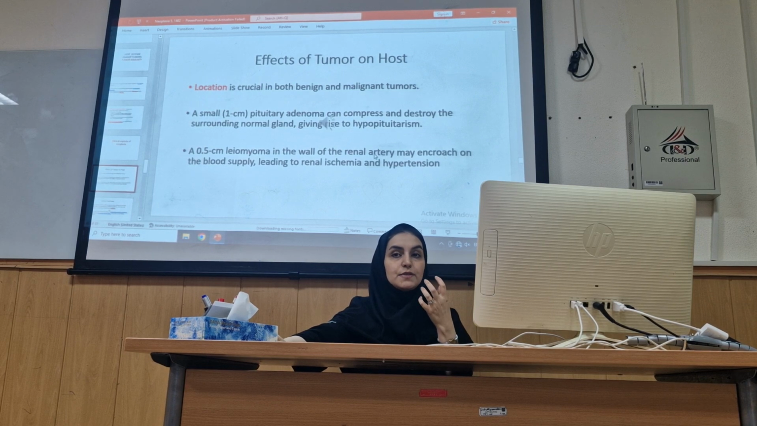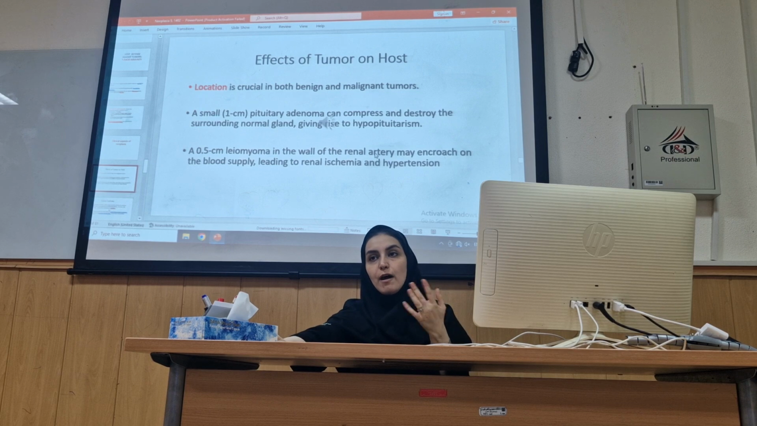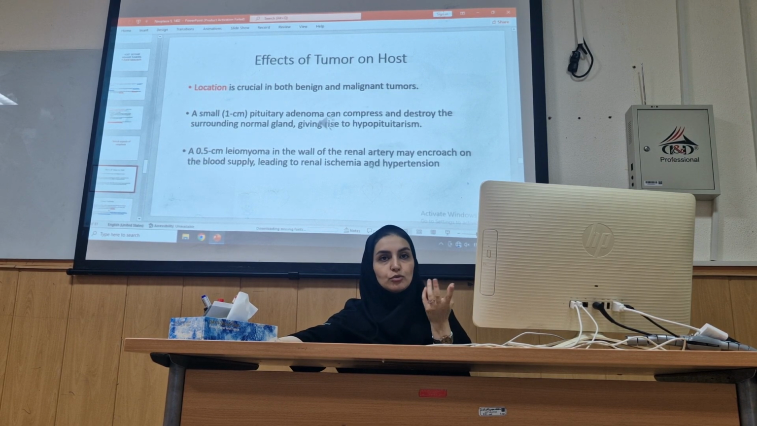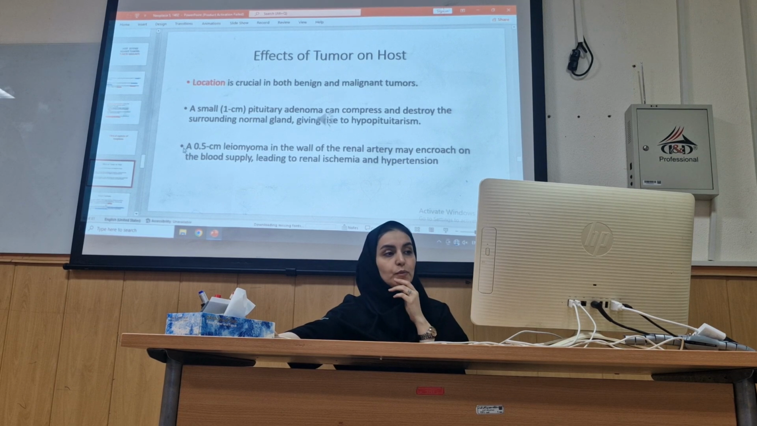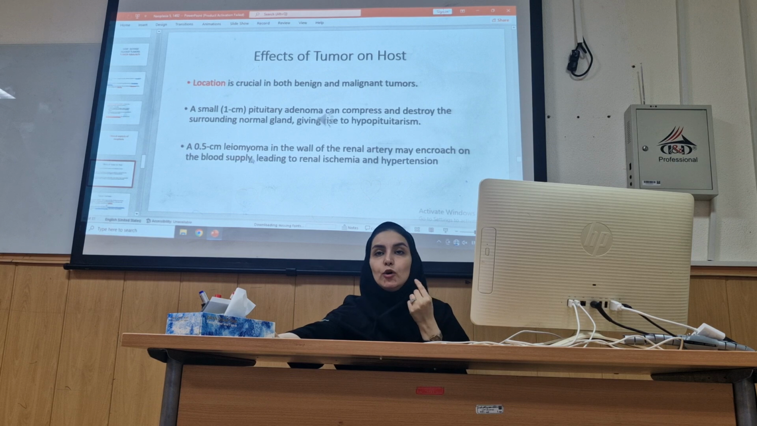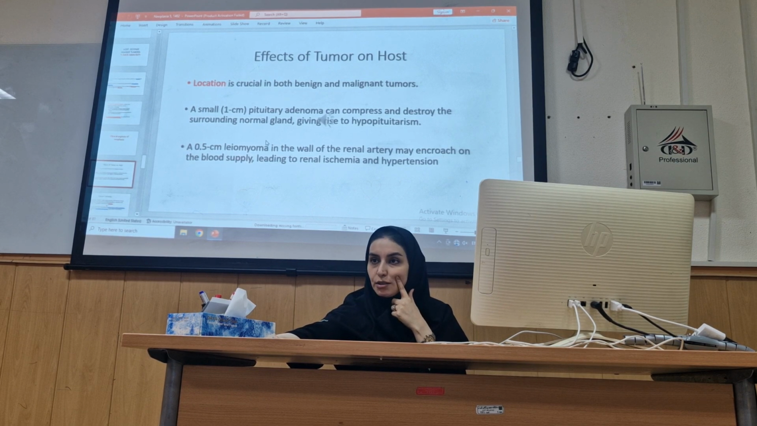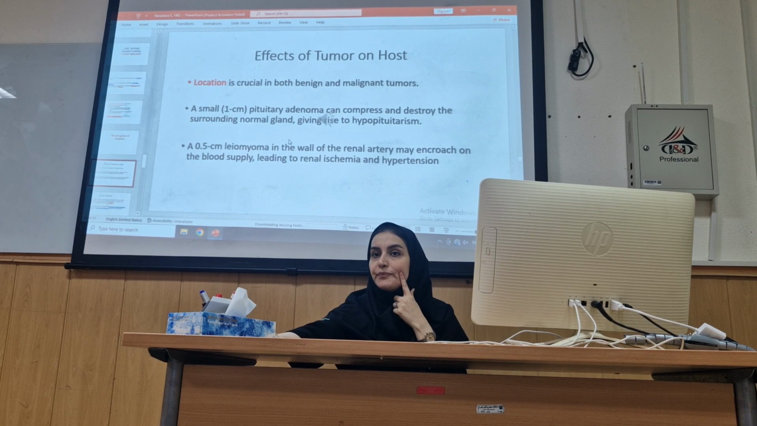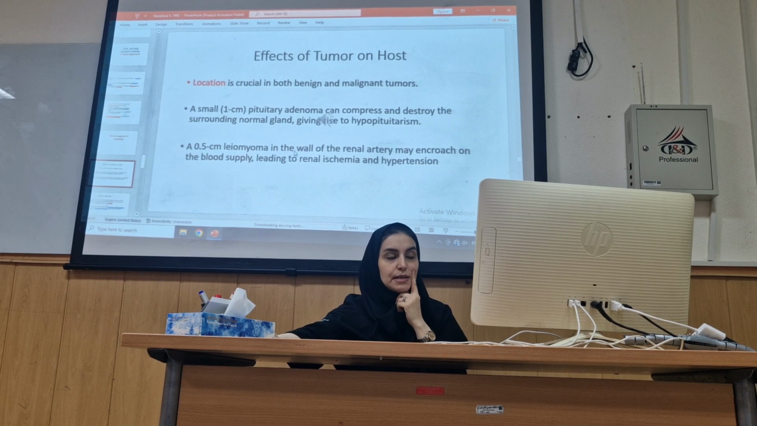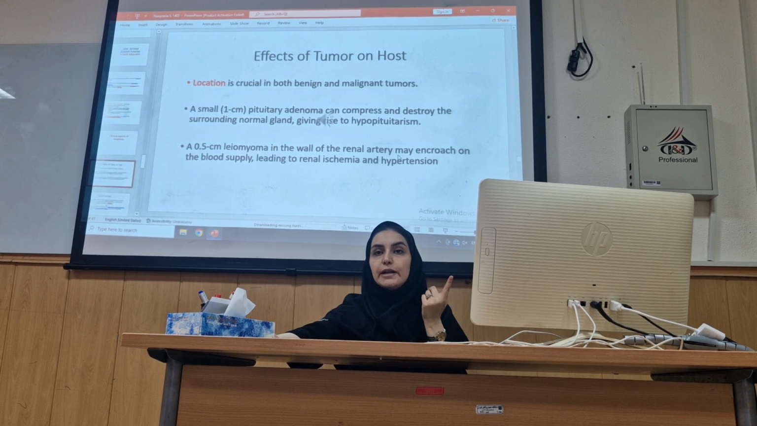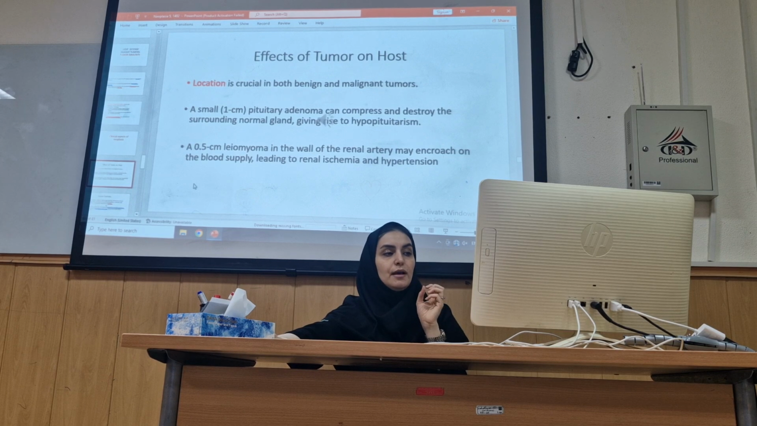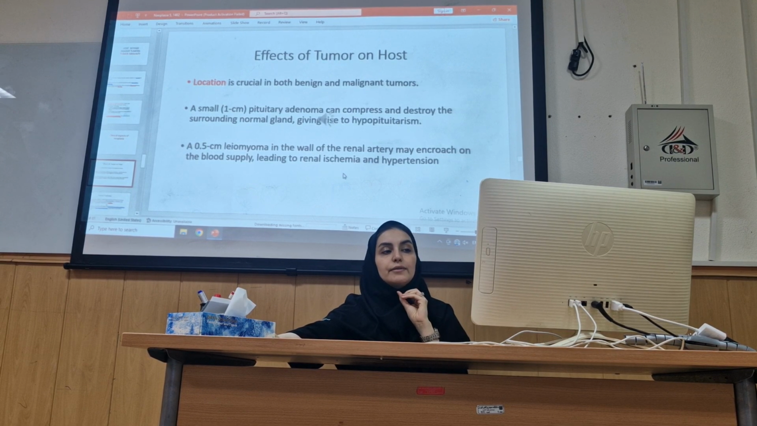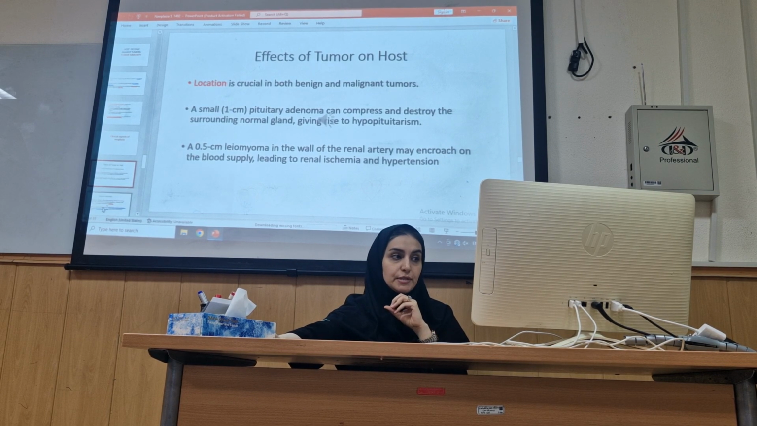Okay, and we find these types of tumors very soon because the patients have impaired blood pressure, impairment in their blood glucose, and many other features, for example, hypothyroidism or hyperthyroidism, and some other signs and symptoms like this. Or a very small leiomyoma. Leiomyoma is a benign tumor of muscles, smooth muscles, okay, of smooth muscles. But when this is in the wall of renal artery, it is a very important site, and when a very small benign tumor is found here, it can compress the blood supply, leading to renal ischemia, and after that we have hypertension.